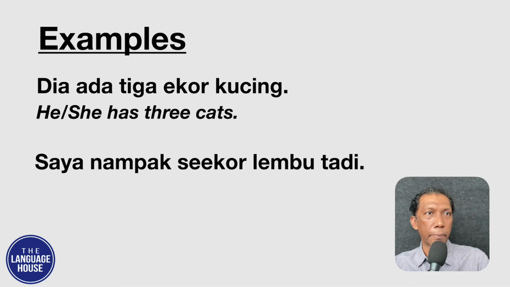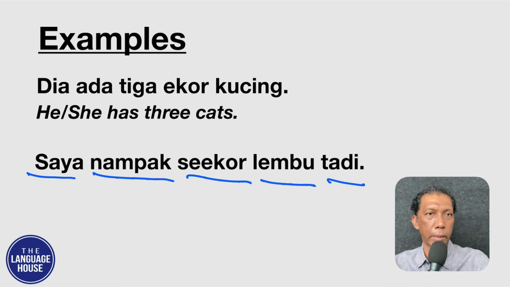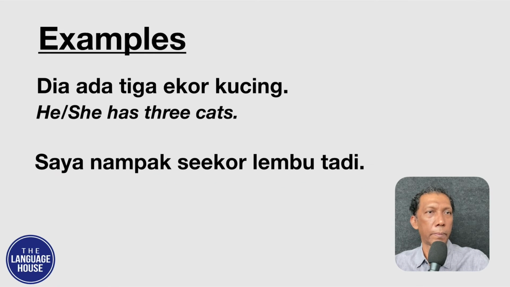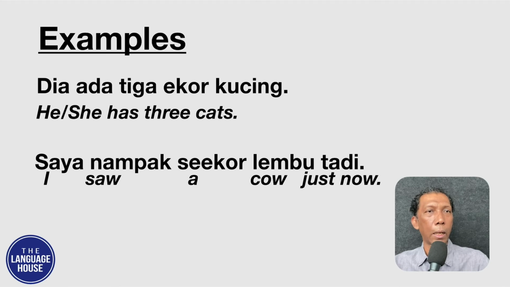Say it after me. Saya nampak seekor lembu tadi. Okay. Saya nampak seekor lembu tadi. Right. Which means I saw a cow just now. Saya, I. Nampak is saw or see. Seekor lembu, a cow, and tadi is just now. Okay, so I saw a cow. So saya nampak seekor lembu tadi. For one item is se.